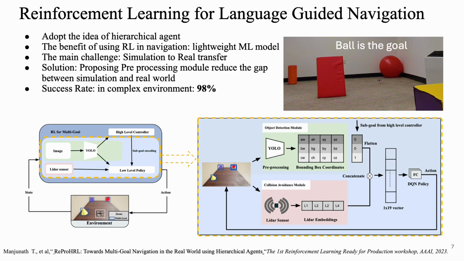The system has been tested in complex environments, and we achieved a 98% success rate in navigating to the correct object, even when guided by abstract goals like "go to the red ball." The visual here shows the real-world test setup, and the block diagram highlights the architecture. You can see how image and LiDAR inputs are processed through separate modules, then merged with sub-goal information to generate the action.